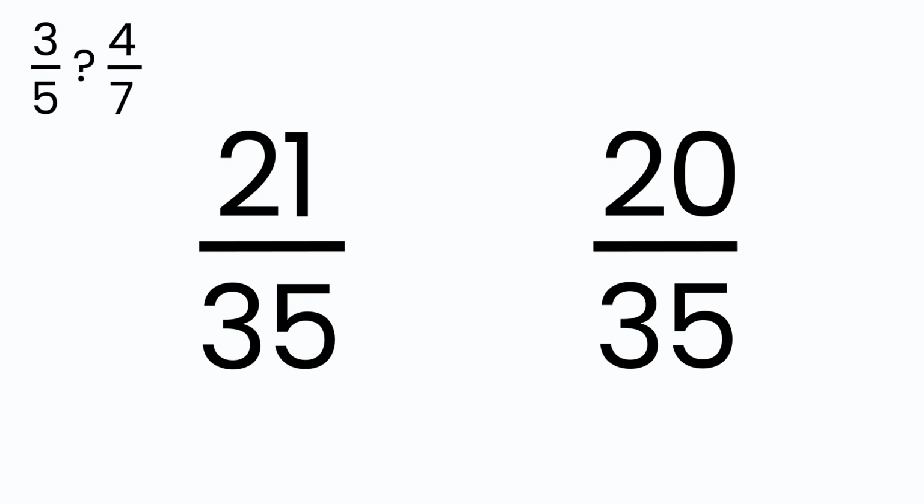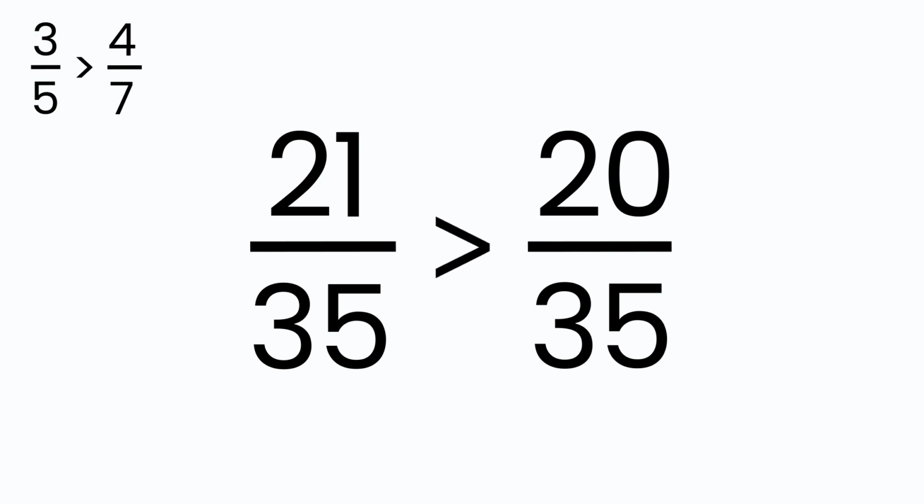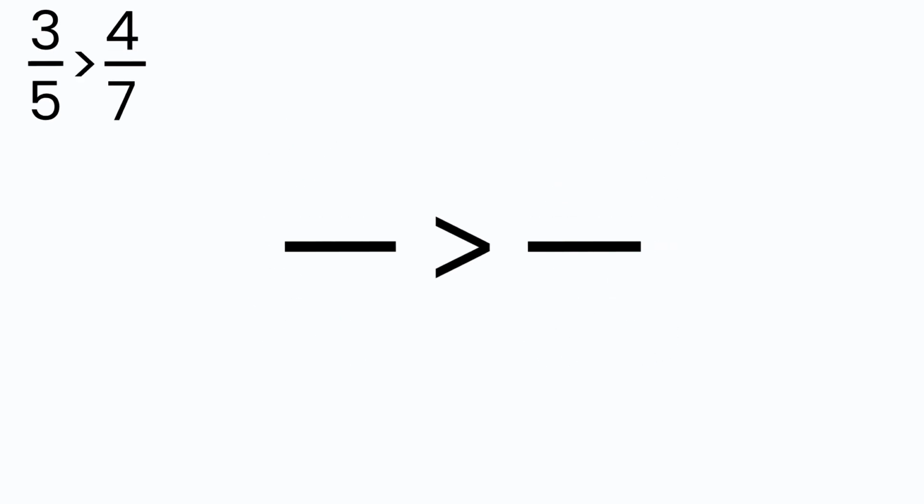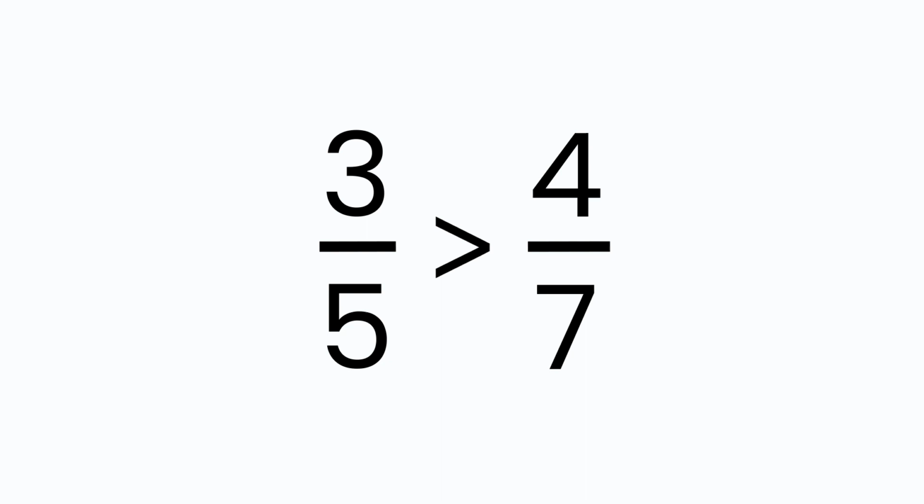Now the fractions have equal denominators, and all that remains is comparing the numerators. Since 21 is greater than 20, 21/35 is greater than 20/35. Hence, 3/5 is greater than 4/7. Why don't we look at one more example?